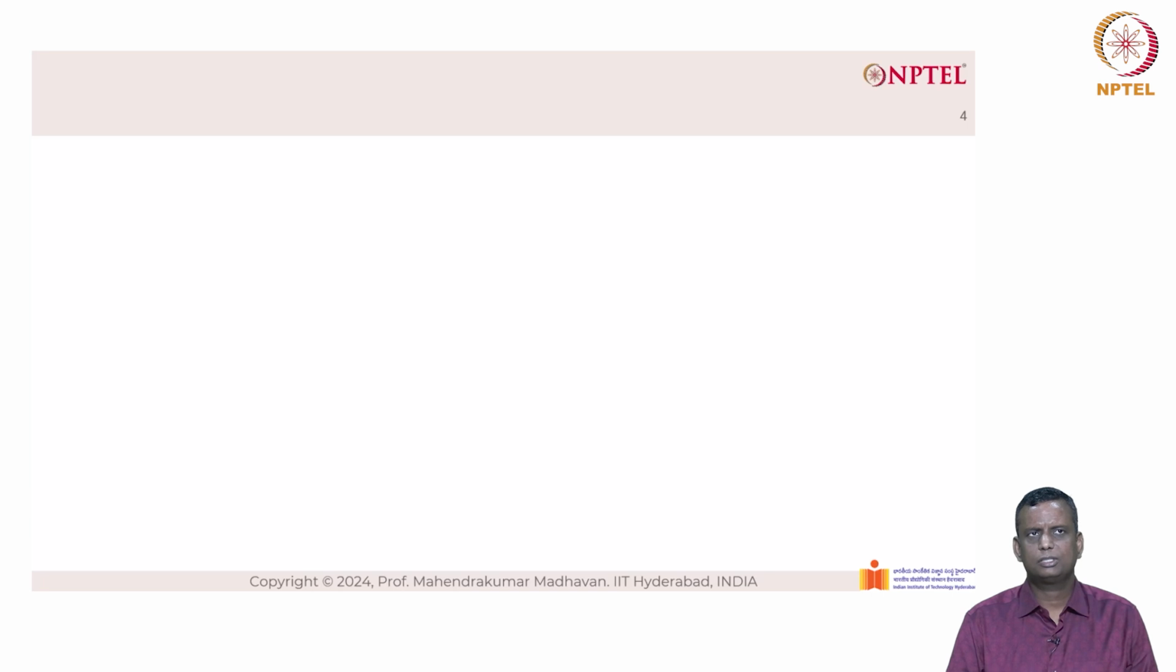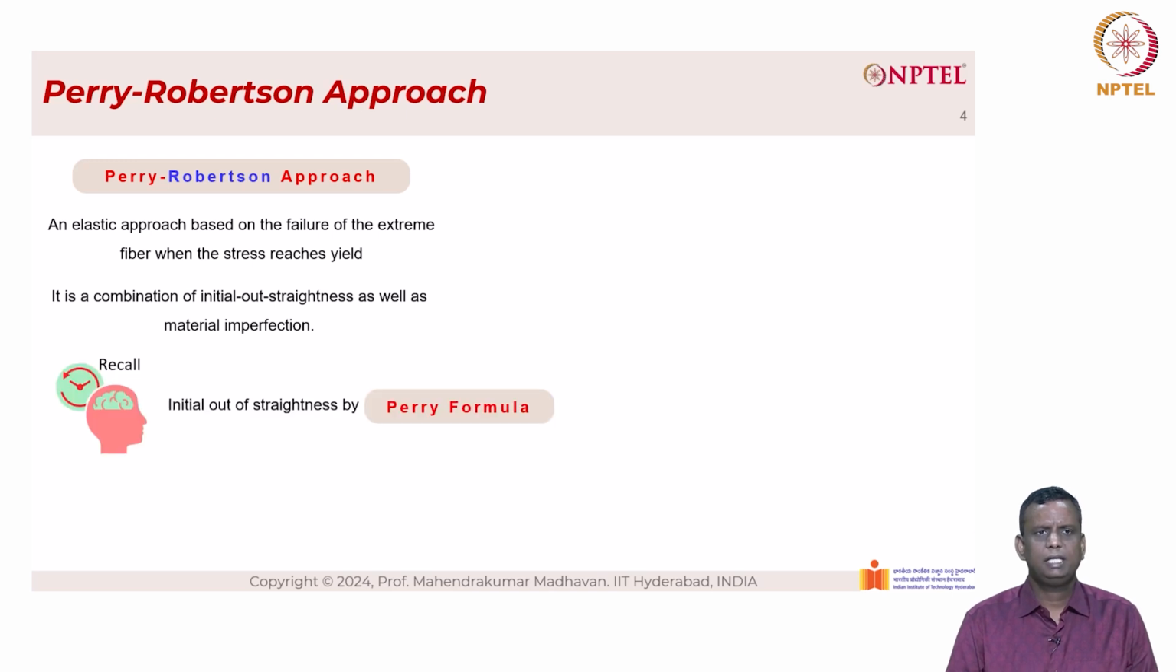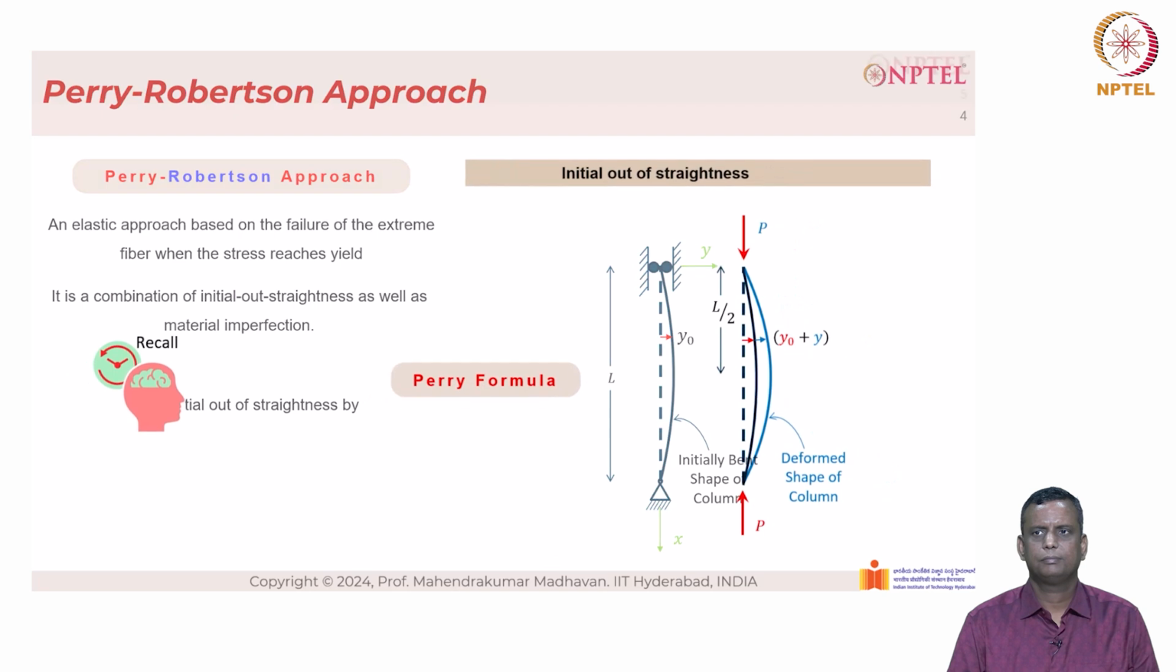But before that, let's look at Perry's formula. The Perry-Robertson approach is an elastic approach based on the failure of the extreme fiber when the stress reaches yield. It is a combination of initial out-of-straightness as well as material imperfection. Recall, the initial out-of-straightness is given by Perry's formula. It is based on the initially bent shape of the column, whose lateral displacement is y0. However, when load is applied, it moves from y0 to y0 plus y.